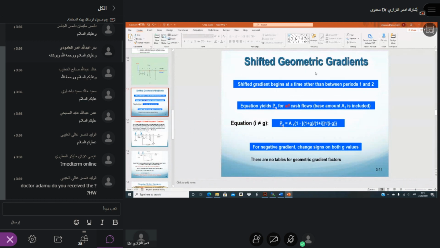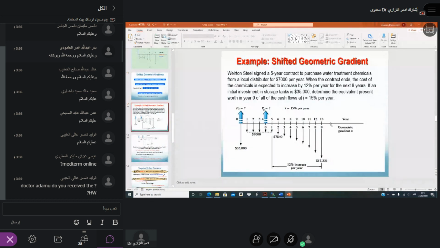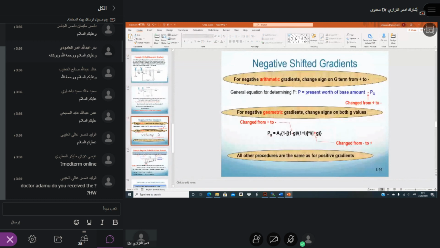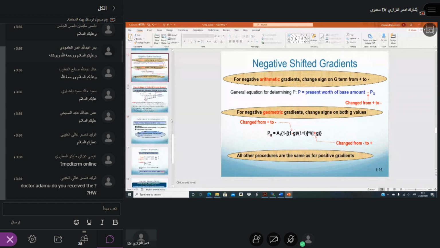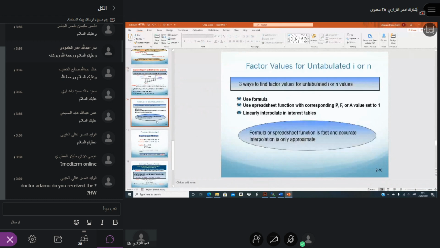And also, if you have a geometric gradient that is increasing by percentage, where the question is given by percentage, you construct your table, number line or whatever, and then you start doing it in this way. For negative gradients, everything will be the same, just that where you have the G, the sign will be different from what you have for G in the positive gradient section. And so this is the way you follow to do it.